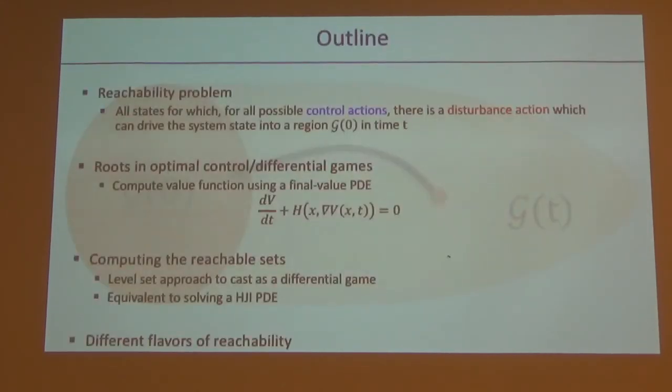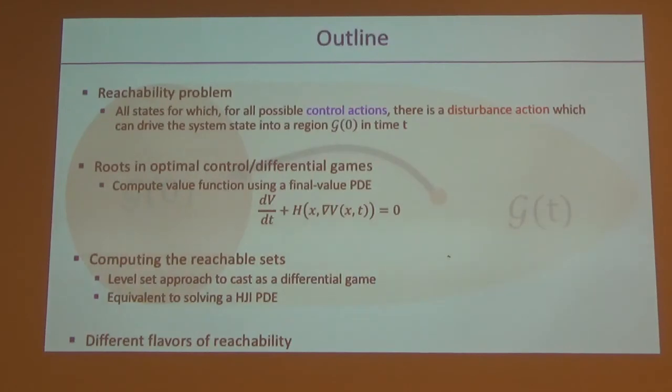Okay. So to summarize, what we saw is that the reachability problem can really be cast as a zero-sum differential game, and then we can borrow the tools from differential games using the level set approach and just solve a Hamilton-Jacobi Isaacs PDE to compute our reachable sets. Okay, before I move on, any questions?